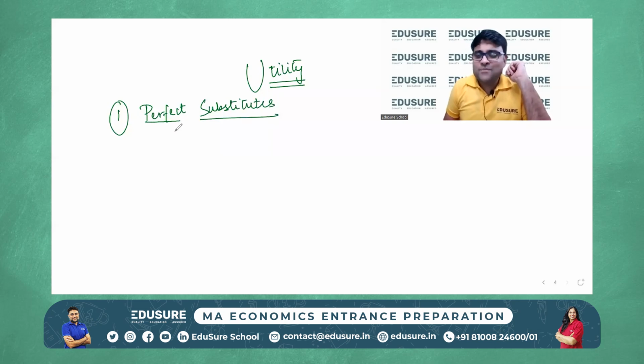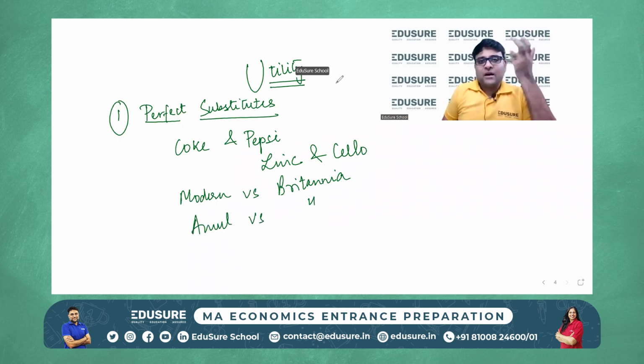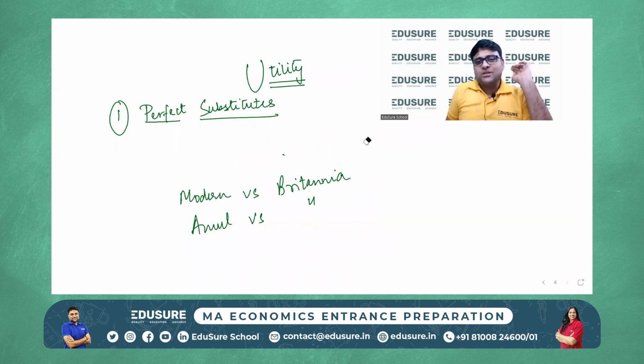Perfect substitute is a case where the two goods x and y are always substitutable for each other in a particular ratio. It can be the bread of Modern Bakery versus the bread of Britannia. Many things which are almost identical and different brands, like curd of Amul versus curd of Britannia, cheese of Amul versus cheese of Britannia. These are all perfect substitute examples wherein both of them are substitutable for each other in a particular ratio.